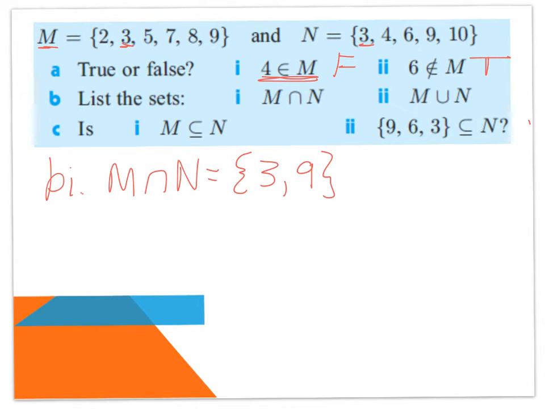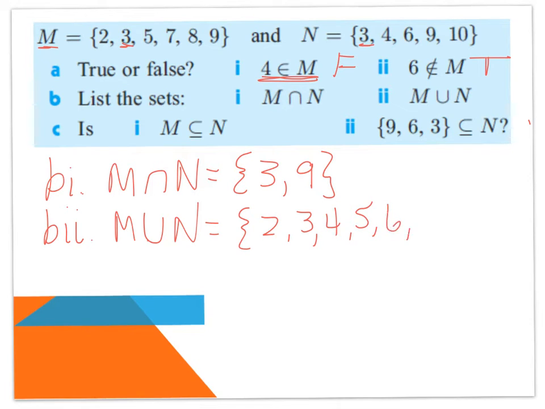And then if we look at the union of those two sets, that's everything that's in either set. So we have 2, 3, 4, 5, 6, 7, 8, 9, and 10. Everything that's in both of them, we're dumping them in the same set.